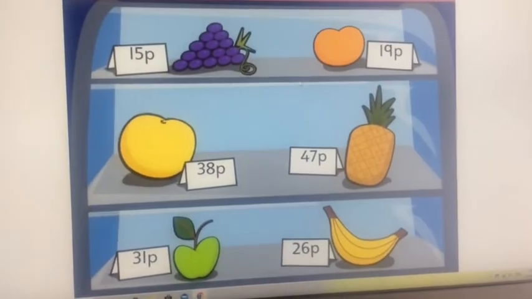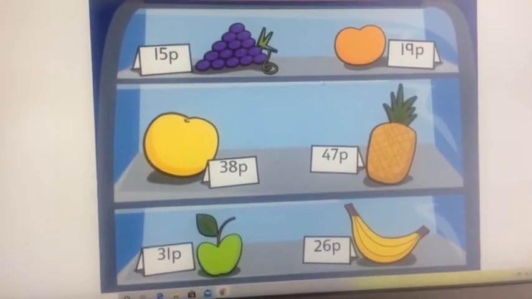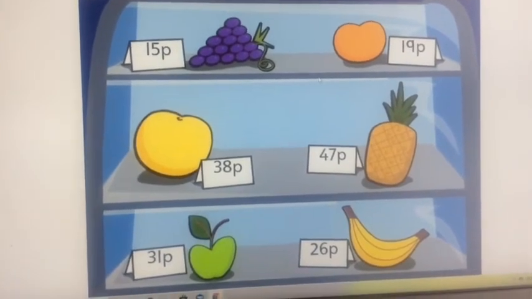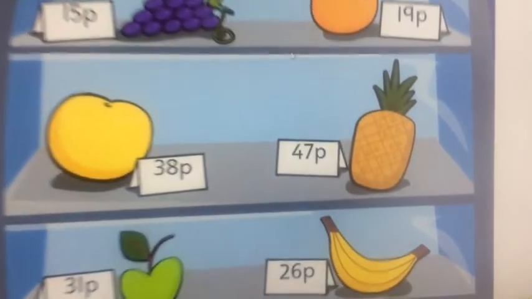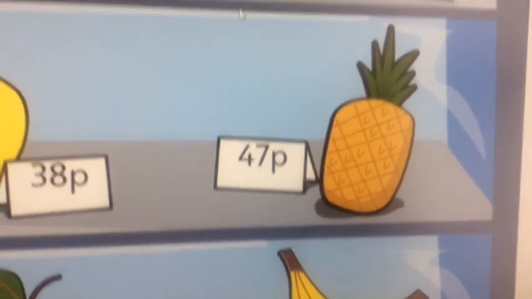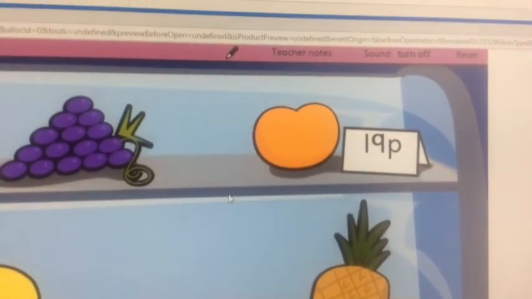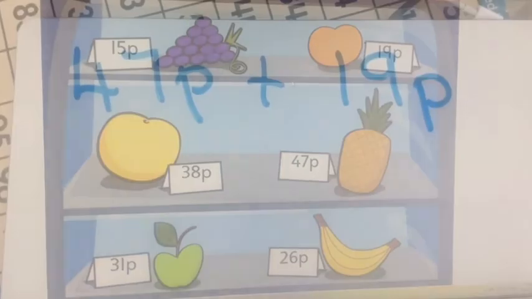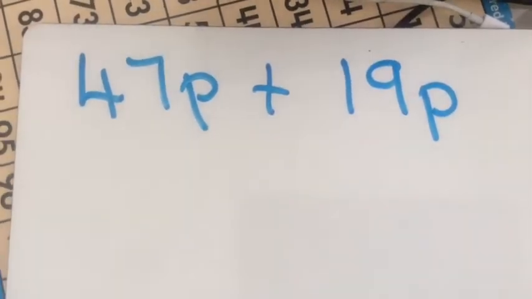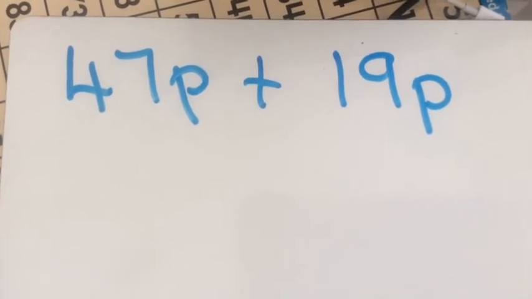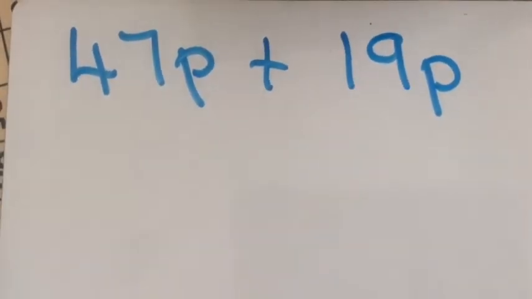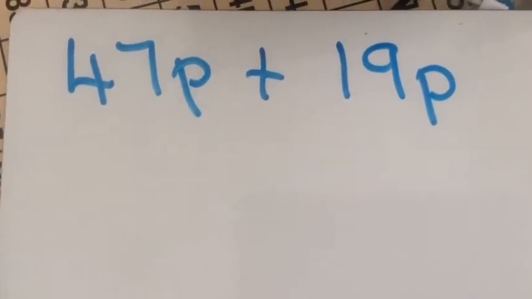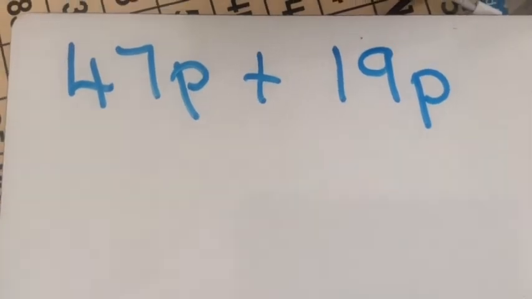Next problem. Caden went to the shop and he bought a pineapple and I think it's a peach. How much did he spend altogether? Here's the calculation you need, but it's going to be a bit trickier because your units are going to add up to over 10. How would we do it?